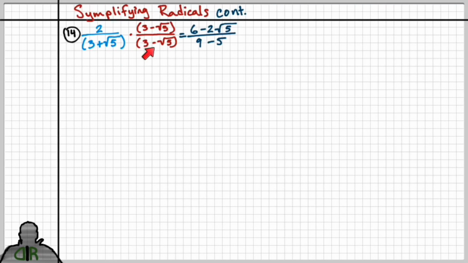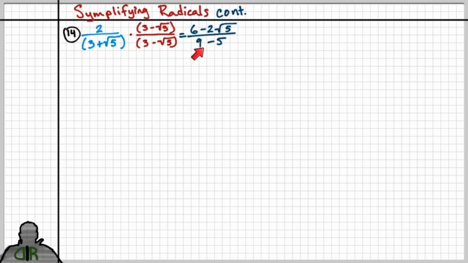But if this was a positive symbol, then we would have the 3 times 3, which is 9, and then root of 5 times the root of 5. So that would end up being a positive 5. But then we would also have to have another root in here, where we would have 3 times the root of 5 plus the 3 times the root of 5. And it would just be nasty. So we're not going to do that. We wanted to multiply by the conjugate. Okay? It eliminated that root symbol there for us.